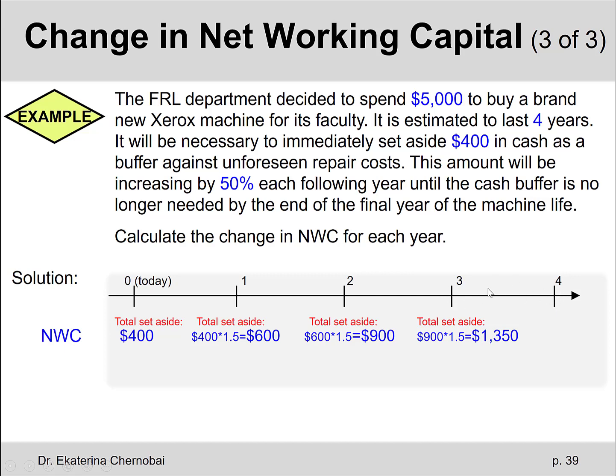And now we are moving to the last year, right? What does the problem say? The cash buffer is no longer needed by the end of the final year of the machine life. The final year is the 4th year. So if the cash buffer will be no longer needed, it means all the cash reserve that we would have by that time can go down to 0. $0. And this is exactly what we would need to put for the end of the final year. You can think of it as a rule. The net working capital at the very end of any project will always be equal to $0.